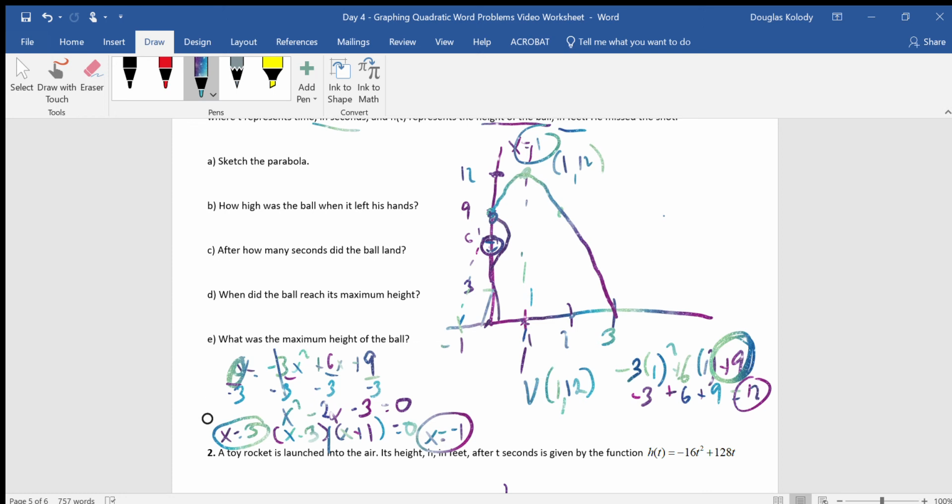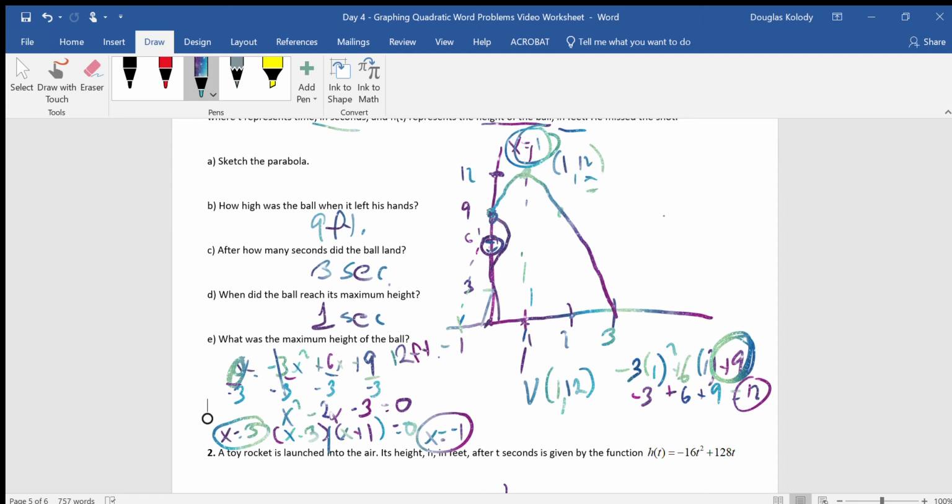Now, here we go. How high was the ball when it left his hands? That's in feet, so it was 9 feet off the ground. After how many seconds did the ball land? 3 seconds. That did not change in terms of number one from the lesson. When did the ball reach its maximum height? This didn't change either, after 1 second. That's right here at x equals 1. What was the maximum height of the ball? This is a little different. It's at 12 feet off the ground. We're done with number one from the homework.